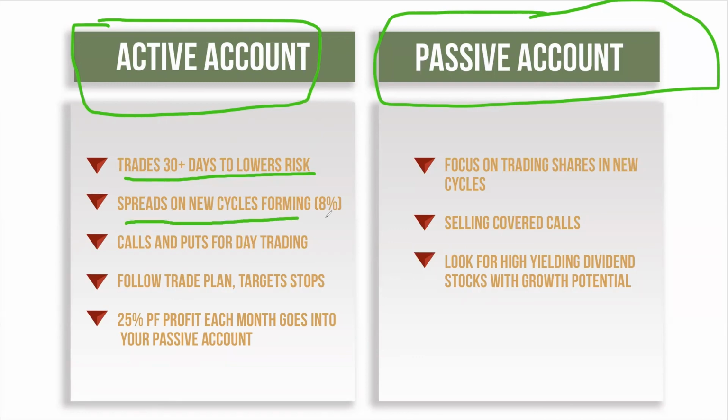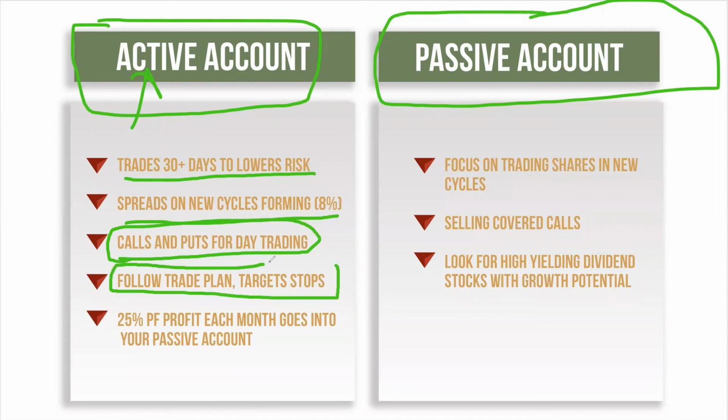Spreads on new cycles forming, 8% of the account. Calls and puts just for day trading. So you see, you're utilizing your active account for a couple of different things. You're looking for swing trades that are 30 plus days out till expo, and then you're trading spreads on new cycles forming. You could be buying calls and puts for day trading. You're following your trade plan and you're following your targets and your stops.